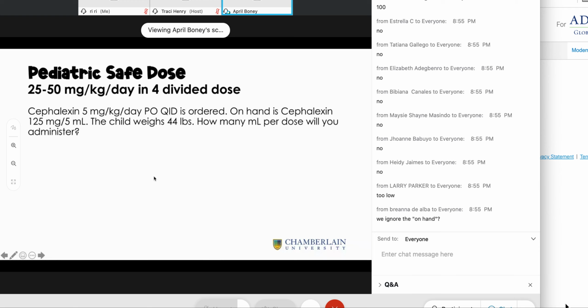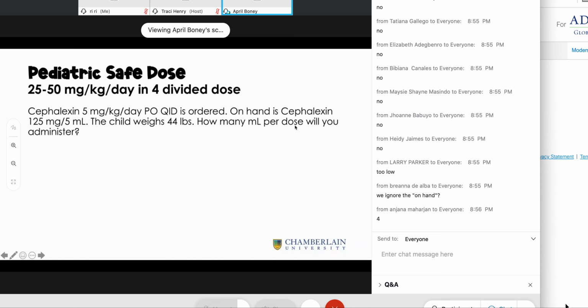Okay, let's try this one. This is our same medication, cephalexin, same order, but now we're going to administer it. So the question says, how many milliliters per dose will you administer? So 5 milligrams per kilogram. Remember, our kid weighs 44 pounds. So that's 100 milligrams per day, but we're going to give it QID. And the question says, how many milliliters per dose?